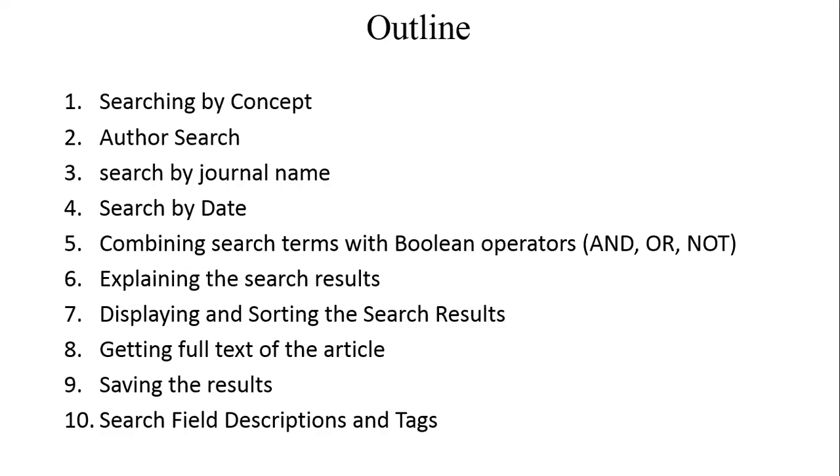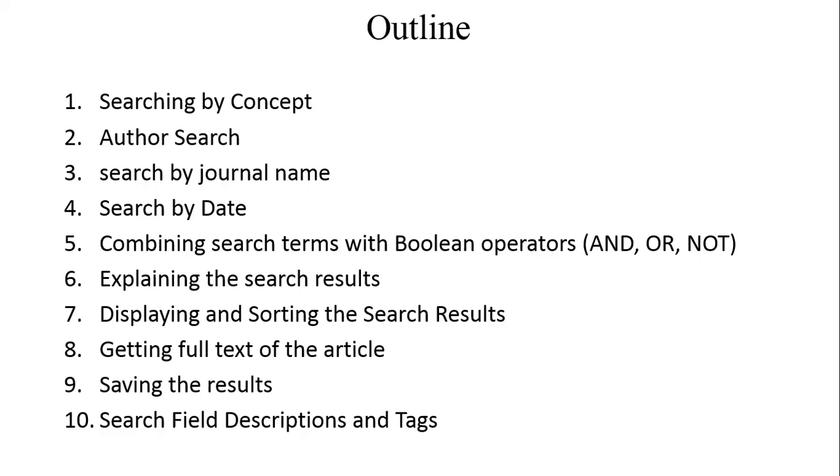We would see how you search by concept, then how you search by author names. You can also search by journal name, and how do you do that? How do you search this PubMed resource by date? What are the different types of dates by which you can search PubMed? Then we would talk about Boolean operators and how you can use them. These are just very basic queries that you can perform using PubMed.